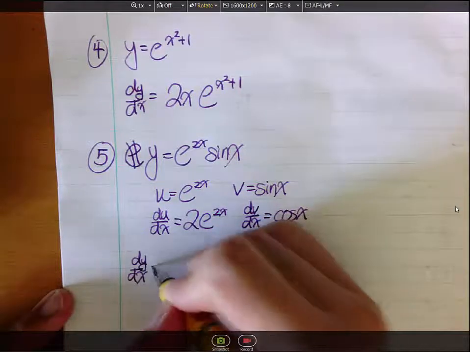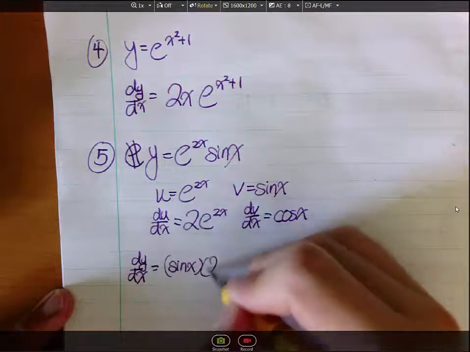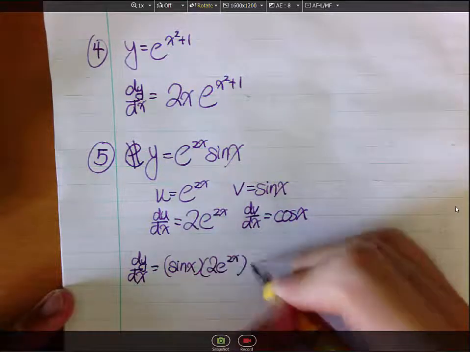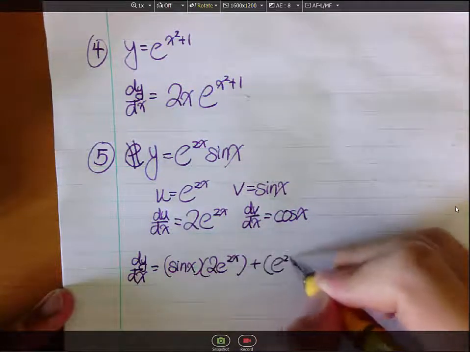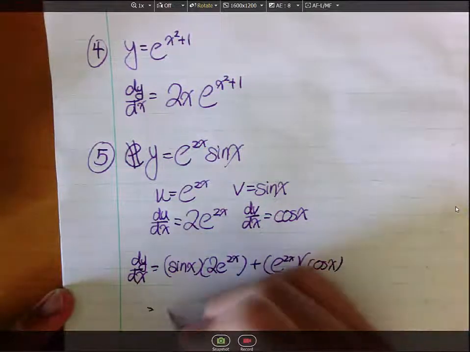So dy dx is equal to v times du dx plus u times dv dx. So we just simplify everything.